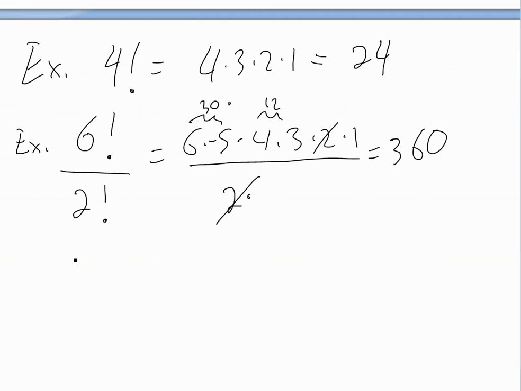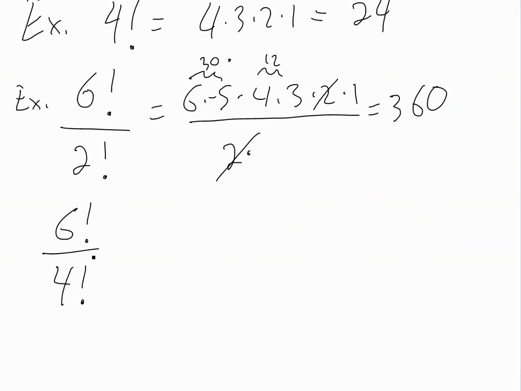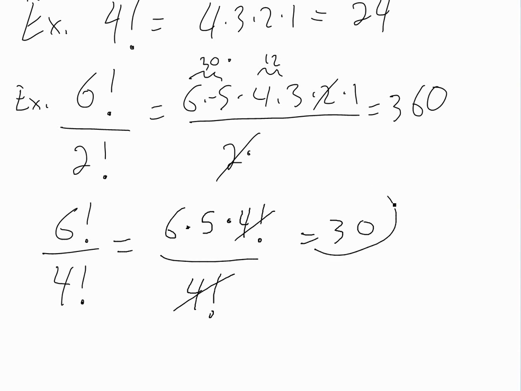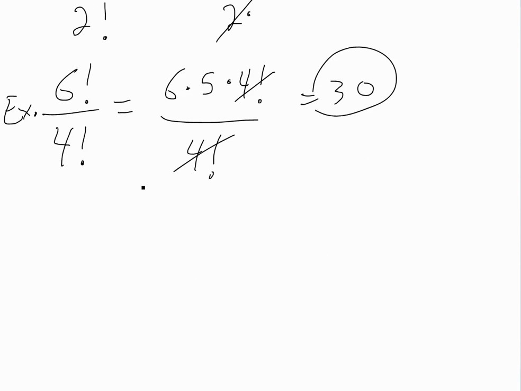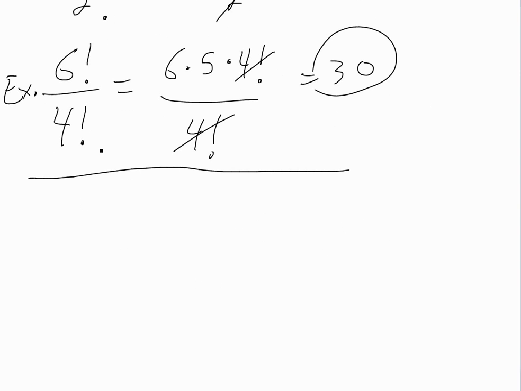If you had, let's say, 6 factorial divided by 4 factorial, we know the top part equals 6 times 5 times 4 factorial. The bottom is 4 times 3 times 2 times 1, which is 4 factorial. So we cancel out this entire thing, and this equals 30. Factorials come up a lot in mathematics, probability and combinatorics, and its most basic use is right here.